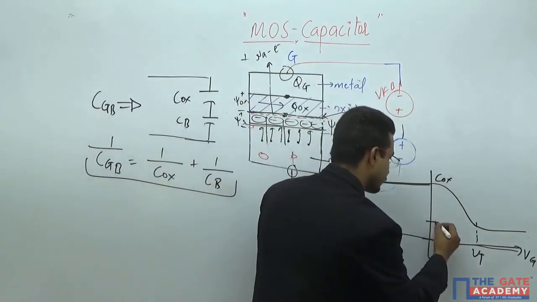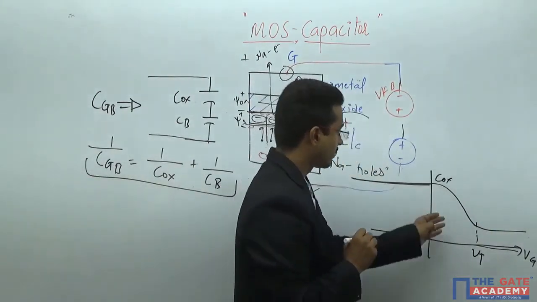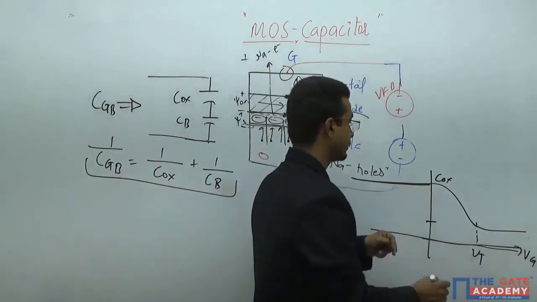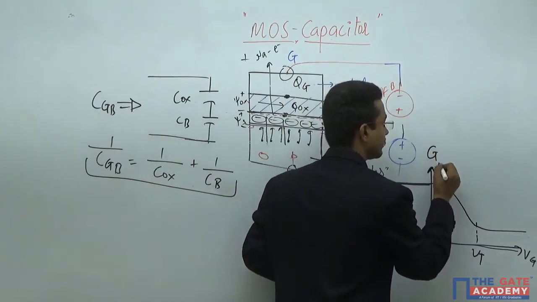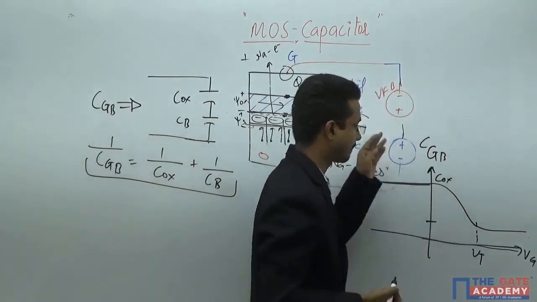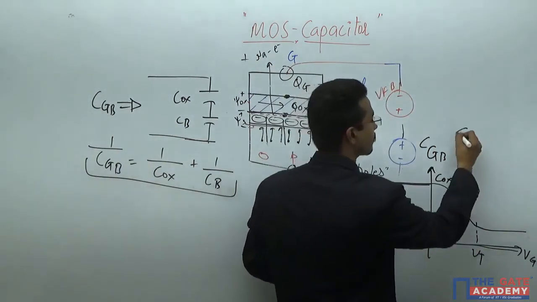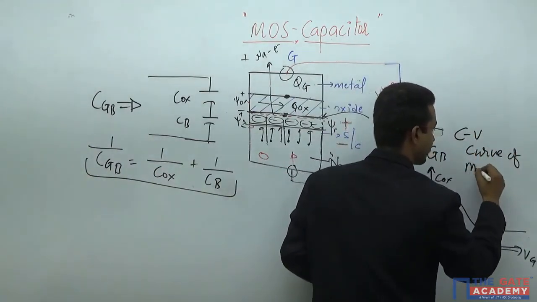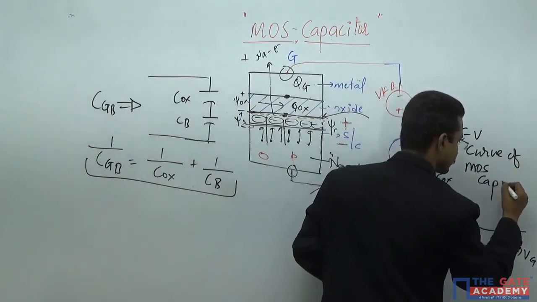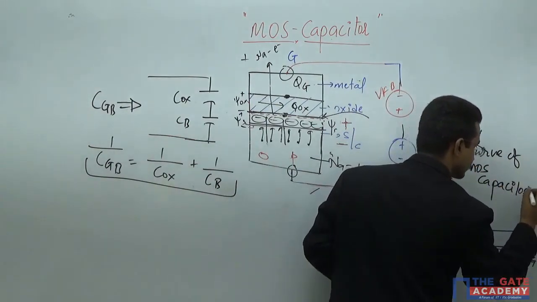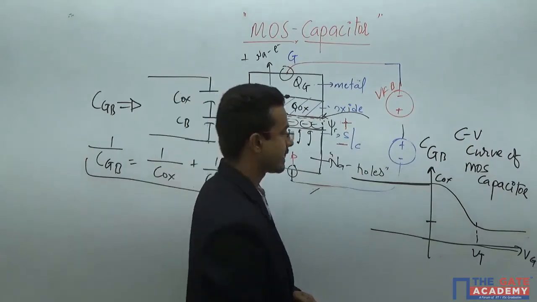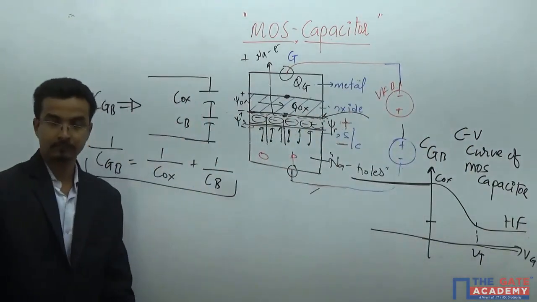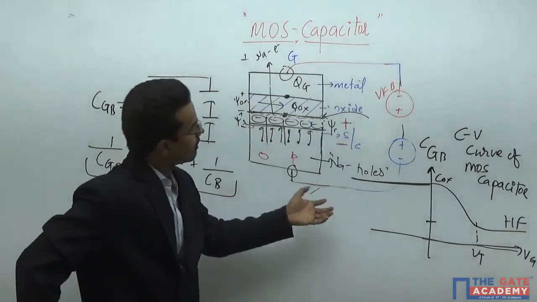And this is known as the minimum capacitance offered by this, and this is the maximum capacitance offered by this. And this is the CGB, total capacitance. And this is a CV curve of MOS capacitor. And this is at high frequency. And it's all about the MOS capacitor.